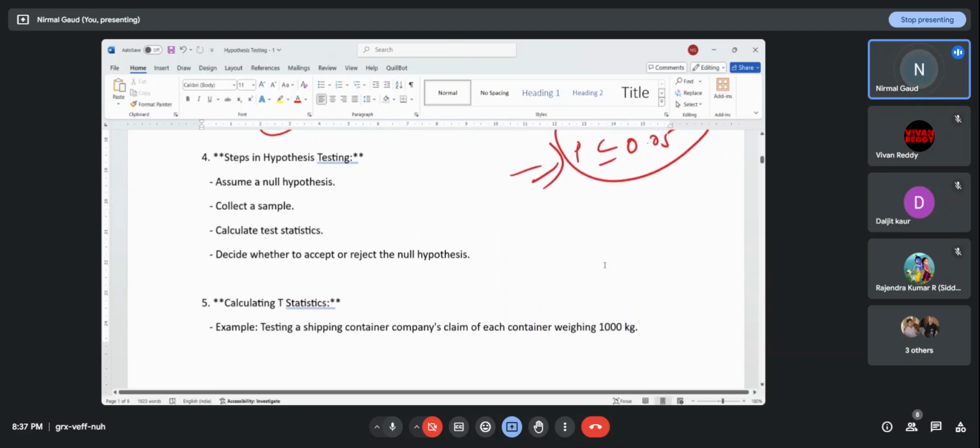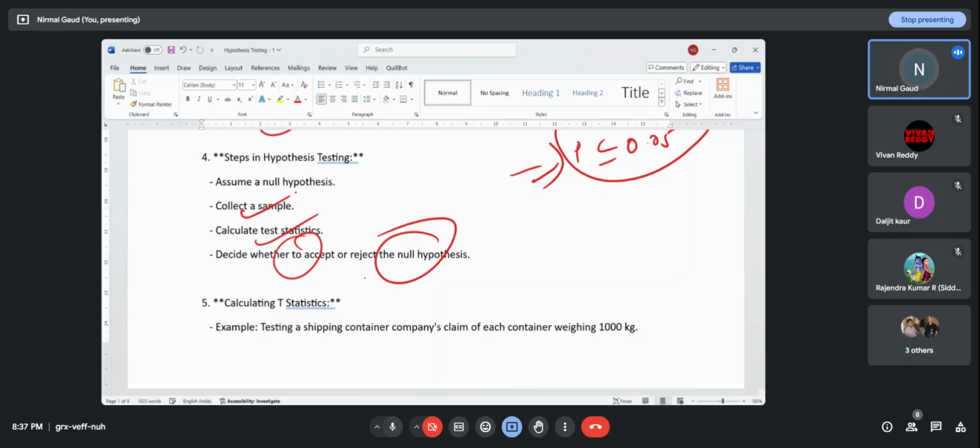We collect the sample of the data, perform the testing, and then finalize whether the hypothesis is going to be accepted or rejected. Those are the steps of hypothesis testing.